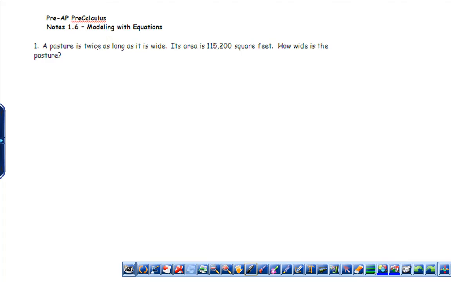Okay, this is 1.6 notes, modeling with equations. You will be able to use your calculator on your test or your quiz.